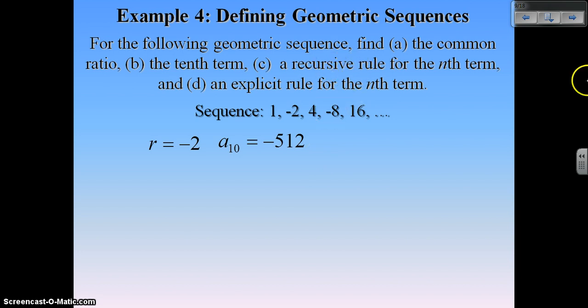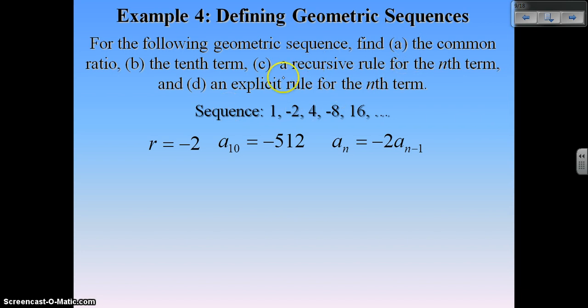A recursive rule. What's my first term? My first term is -1, so I would write a sub 1 equals -1. And what am I doing each time? I'm taking that previous term and multiplying it by -2. So again, don't forget to also write your beginning amount. You do have to include that in your answer. AP people will take off if you don't do that.